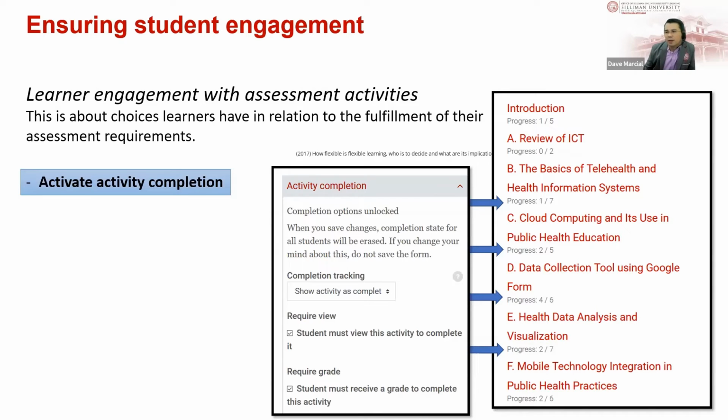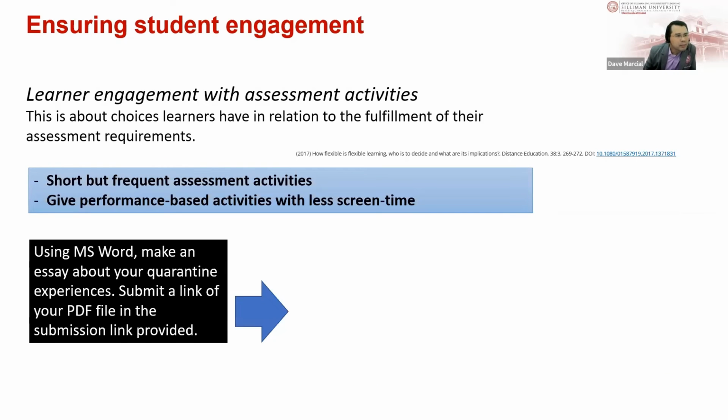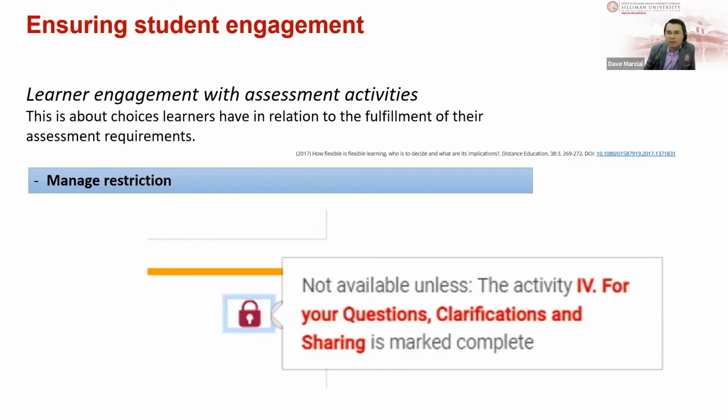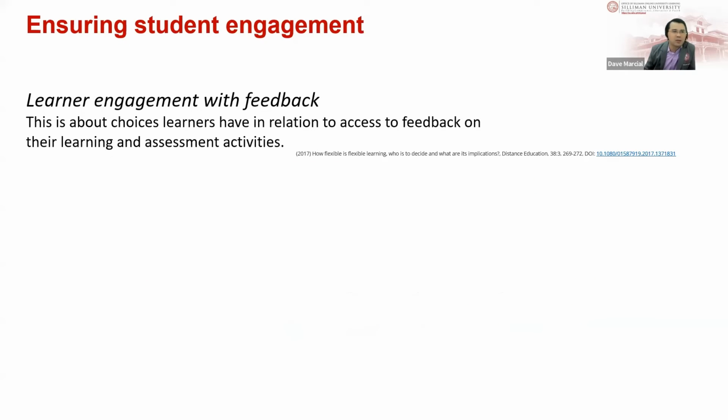Then for the assessment activity, instead of the usual quiz only, we have to track the whole progression. It's important. I hope you can imagine how important completion is, so that the learners can really track their activities, either resources or assessments. Use short but frequent assessments, using H5P, since it can be one question, especially for formative assessment. Give performance-based activities with less screen time. Those are my examples. This is the one I mentioned, manage restriction.